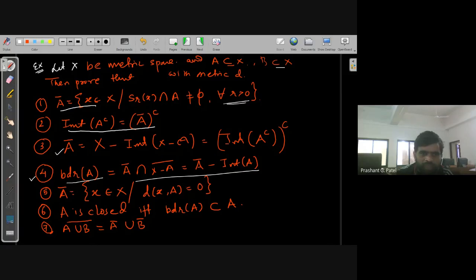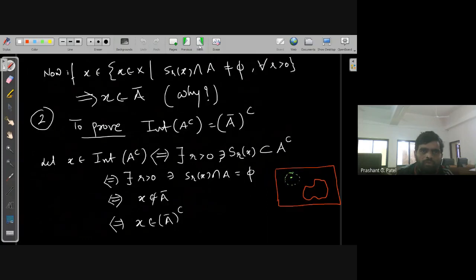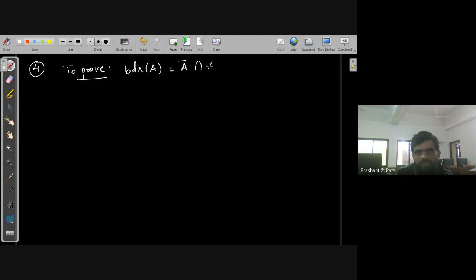Let us try to prove that the boundary of A is the intersection of closure and its complement's closure. So let us write what we have to prove: the boundary of A is equal to A closure intersection X minus A closure, that is, the complement's closure. So I'll start with some point in the boundary of A. If it is in the boundary, as per the definition, we can say that for every r greater than 0, SR of x intersection with A is non-empty, and SR of x intersection with A complement is non-empty.